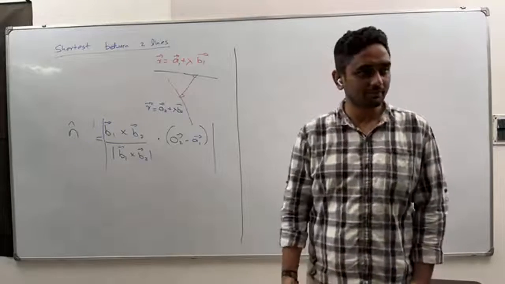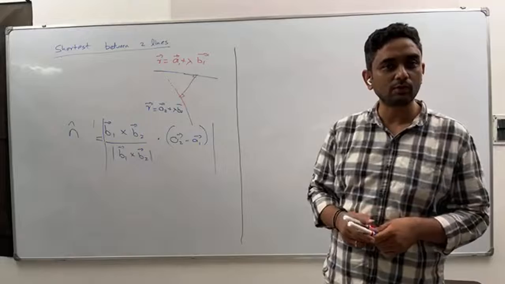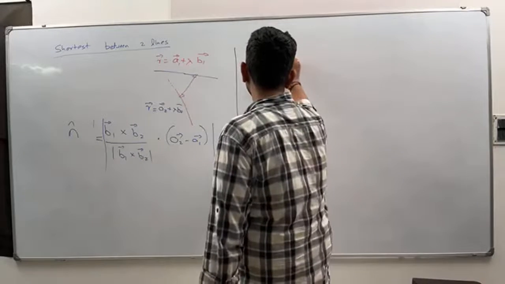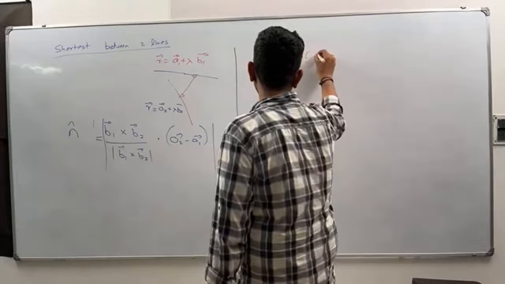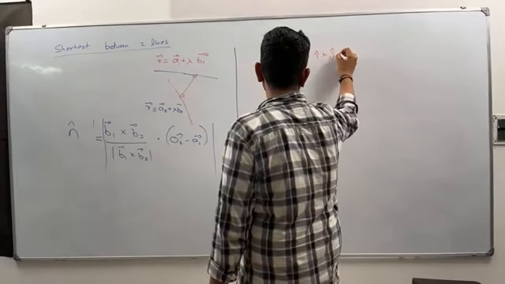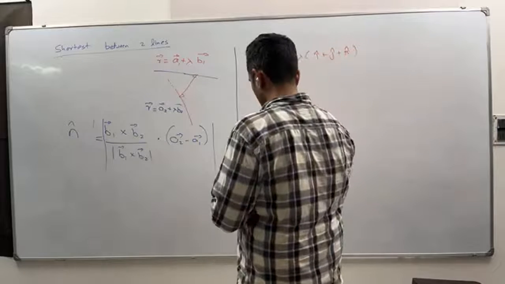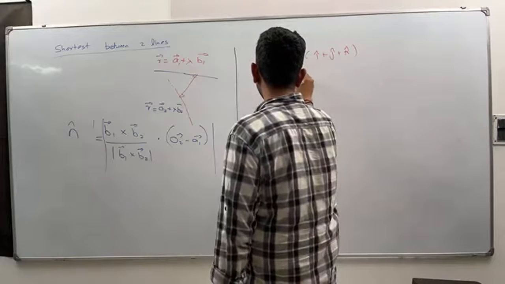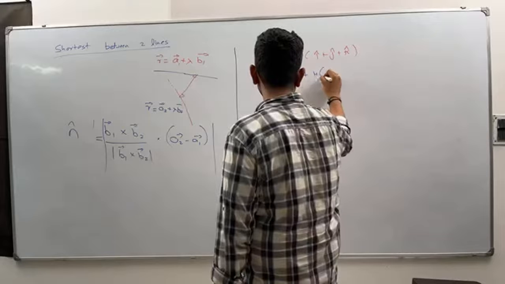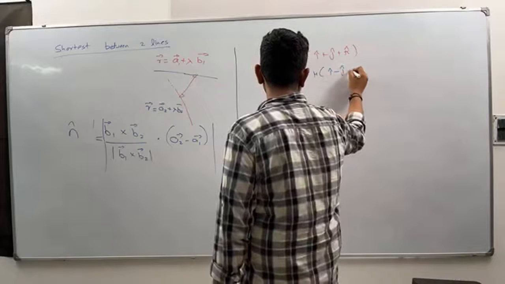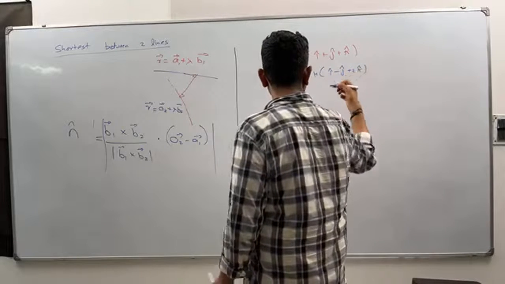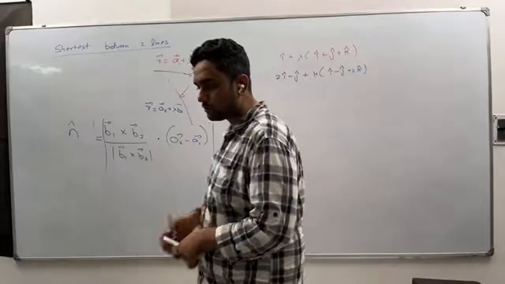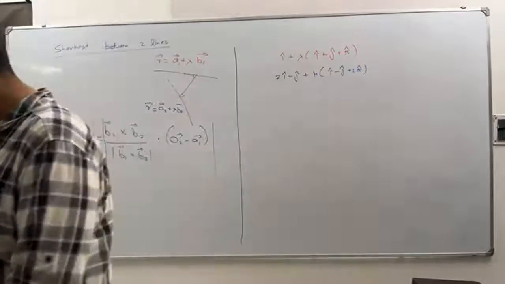Okay, so this is the formula. I'll give you two random lines and you need to find out the distance. Let's say one line is i cap plus lambda times (i cap plus j cap plus k cap). The other line is 2 i cap minus j cap plus mu times (i cap minus j cap plus 2k cap). So find out the shortest distance between these two lines.